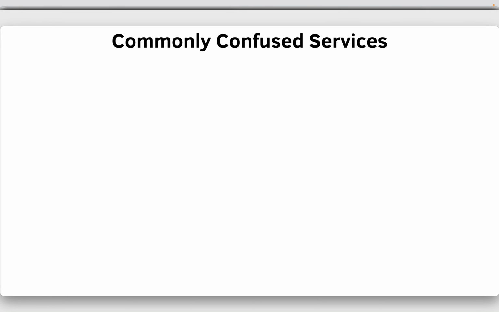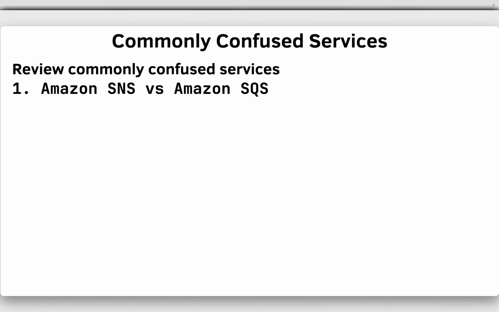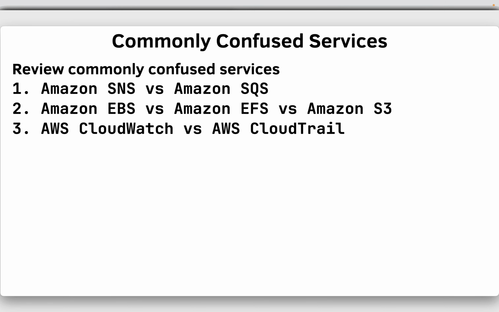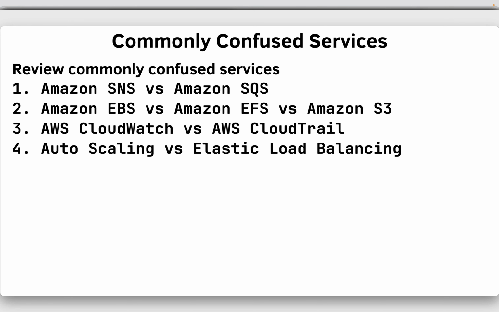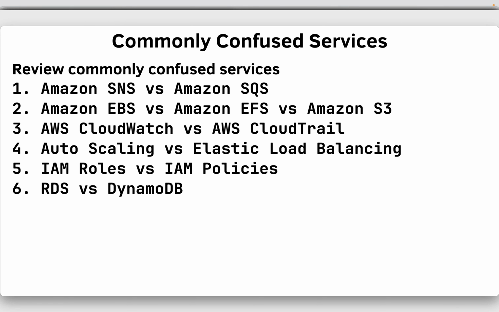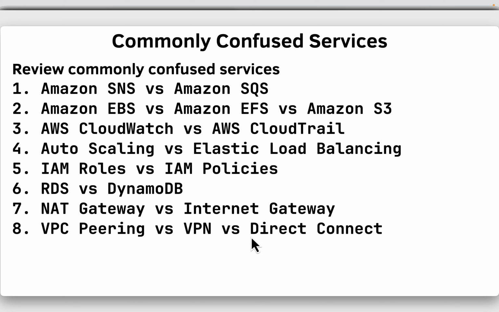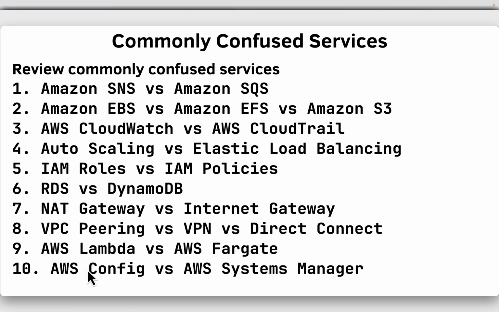So, commonly confused services. Review the most commonly confused services, and examples are SNS versus SQS, EBS versus EFS versus S3, CloudWatch versus CloudTrail, auto scaling versus elastic load balancing, IAM roles versus IAM policies, RDS versus DynamoDB. So this is SQL, this is NoSQL. NAT gateway versus Internet gateway, VPC peering versus VPN versus Direct Connect, AWS Lambda versus AWS Fargate, and AWS Config versus AWS Systems Manager.